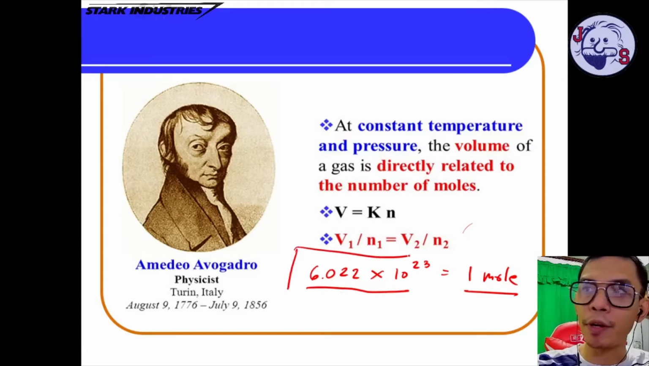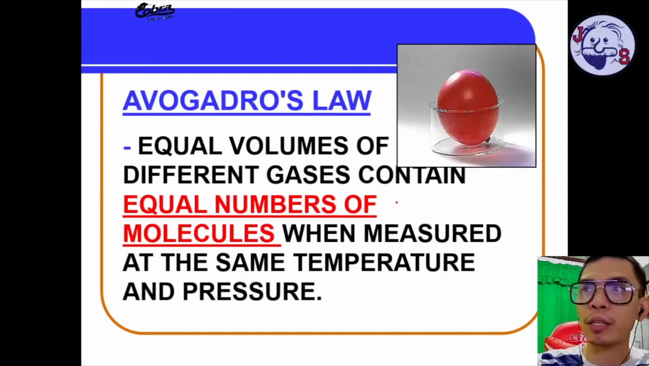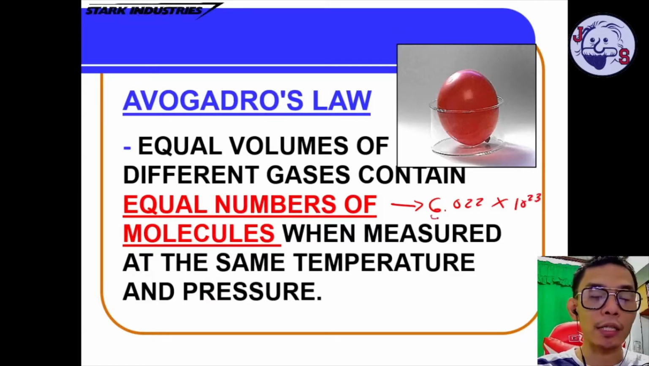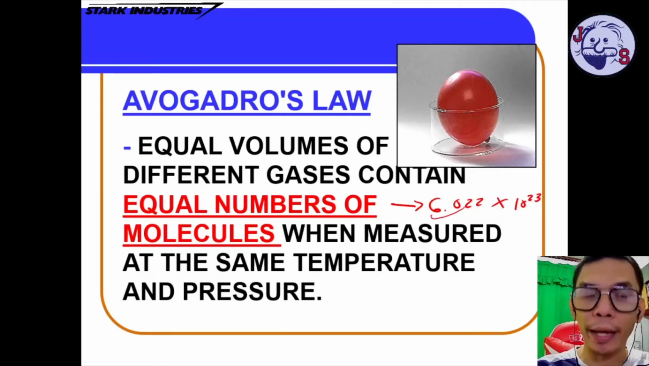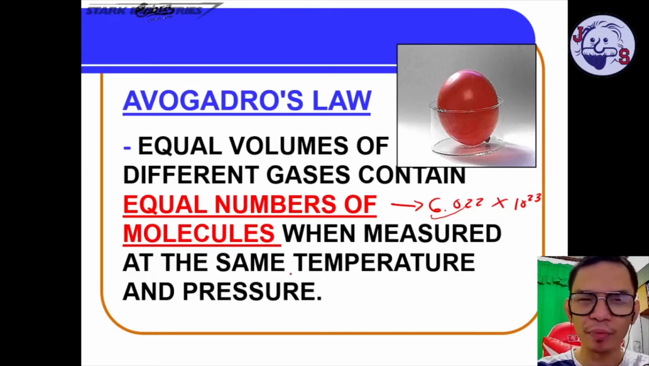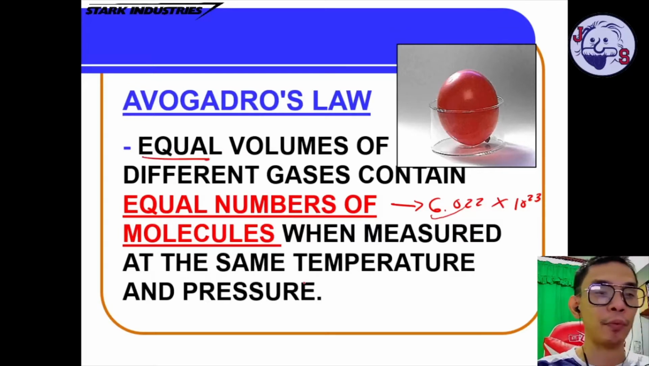And this particular number is what he is talking about right here, the equal number of molecules. As long as the gases contain equal volume at constant temperature and pressure, these numbers must be equal regardless of what kind of gas it is.